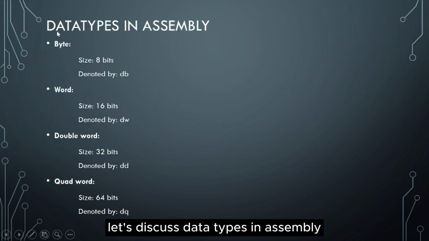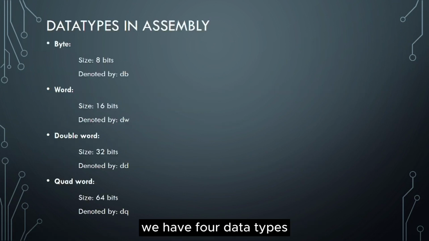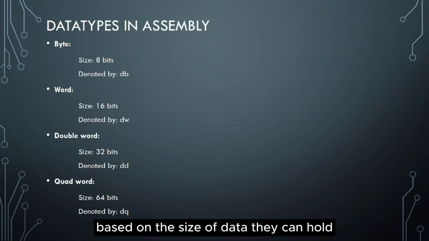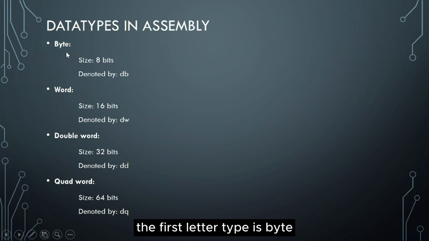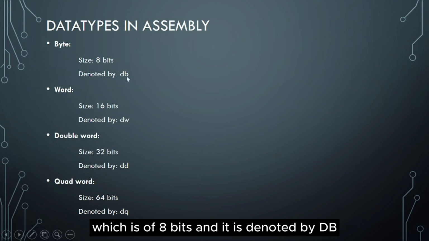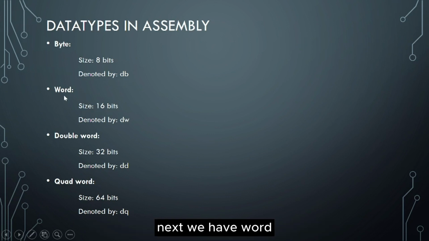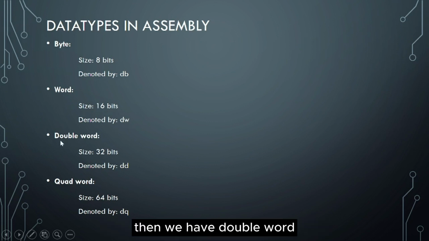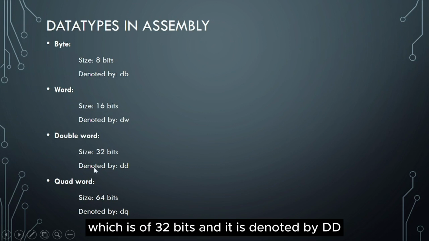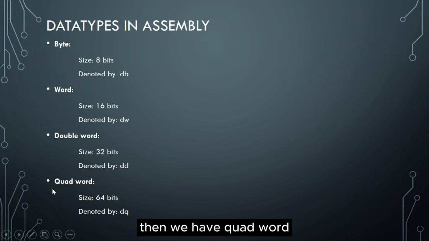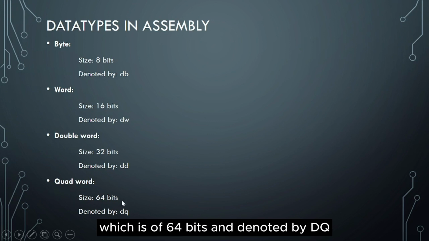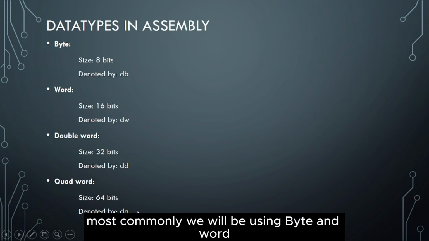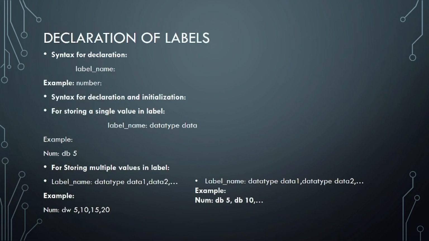Let's discuss data types in assembly. In assembly, we have 4 data types based on the size of data they can hold. The first data type is byte, which is 8 bits and is denoted by DB. Next we have word, which is 16 bits and is denoted by DW. Then we have double word, which is 32 bits and is denoted by DD. Then we have quad word, which is 64 bits and is denoted by DQ. Most commonly we will be using byte and word.